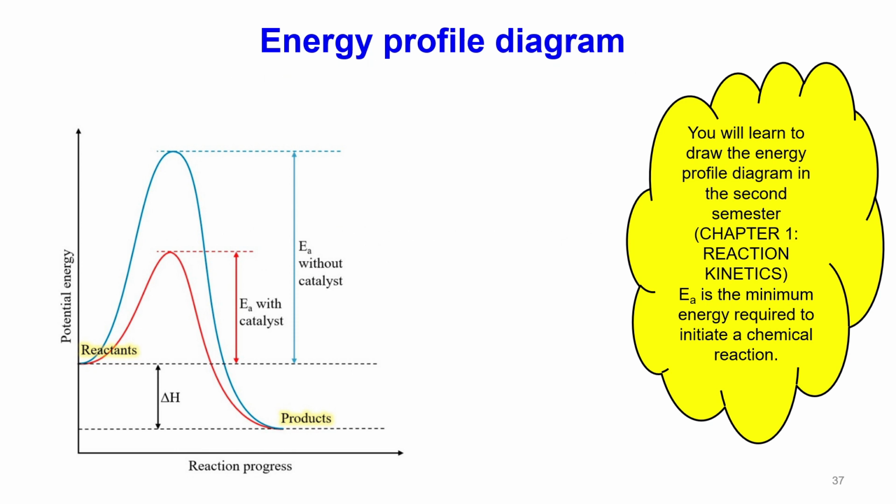Okay, energy profile diagram. This is the energy profile diagram. So you will learn to draw the energy profile diagram in the second semester, actually in chapter 1 reaction kinetic, which is EA is the minimum energy required to initiate a chemical reaction. So this is the reaction pathway without catalyst. Jadi kalau reaction without a catalyst is higher, okay, bila kita put a catalyst in the reaction, it will have a lower activation energy.